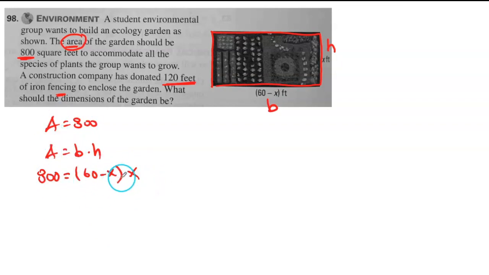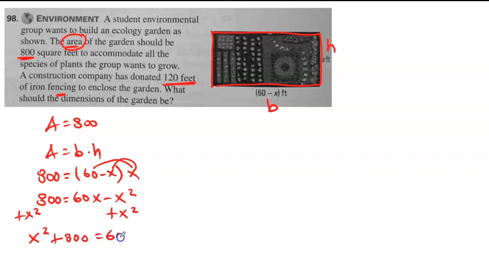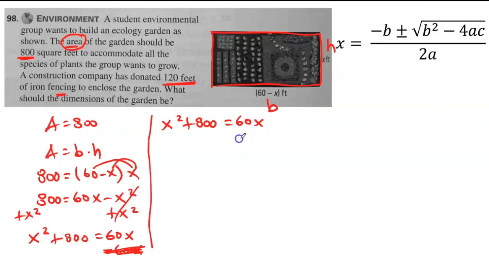From here I get to distribute. All right, 800 equals 60 times x, which is 60x, minus x squared. I gotta bring everything to one side. Because the x squared is negative right now, let me bring it to the other side and turn it positive. So it's gonna be x squared plus 800 equals 60x, I just canceled the x squared, minus 60x, minus 60x. Therefore I have x squared minus 60x plus 800 equals 0. And I have my quadratic formula. All right, I gotta apply it.